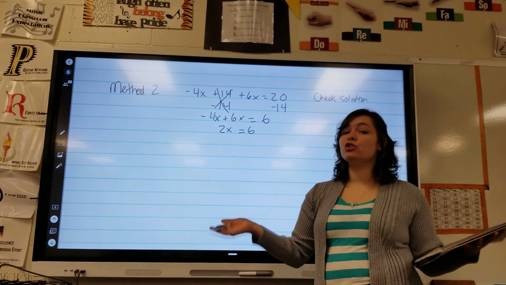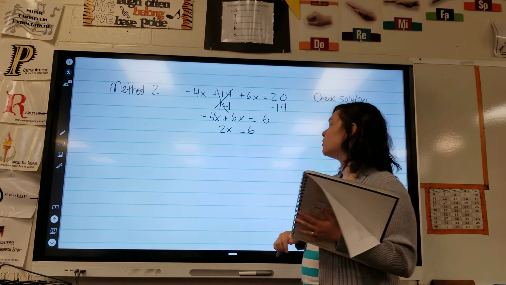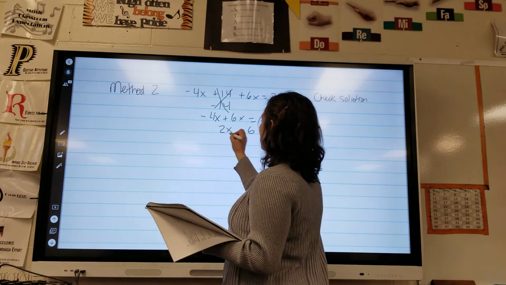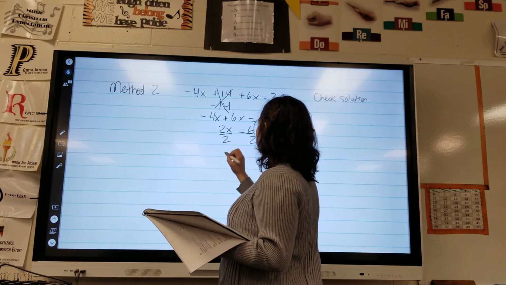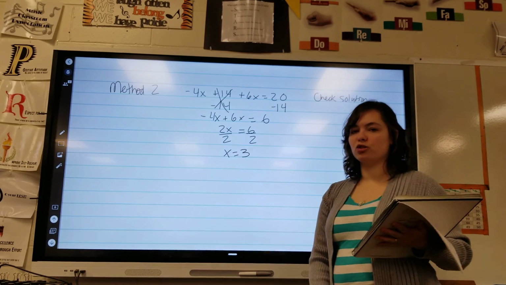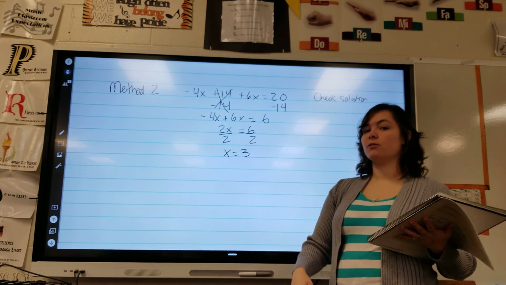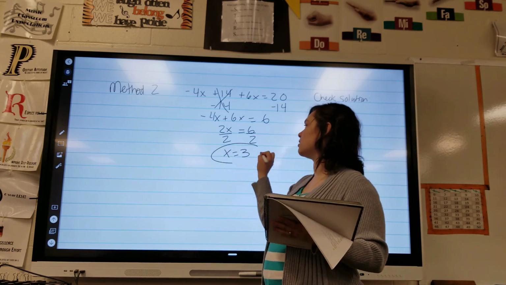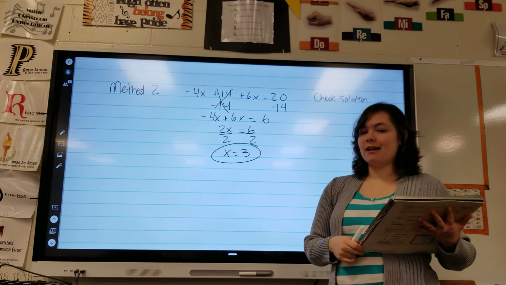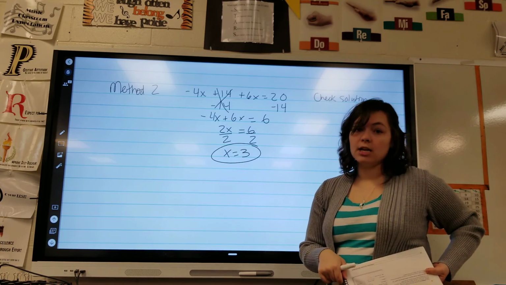Now all we have to do is use our multiplicative property, which tells us to multiply by 1/2, which is the same as dividing by 2. So I divide by 2 on both sides, and x is equal to 3. I'm not going to check the solution because we already did it in the first one, and we know x equals 3 is correct. So two different methods, same solution.